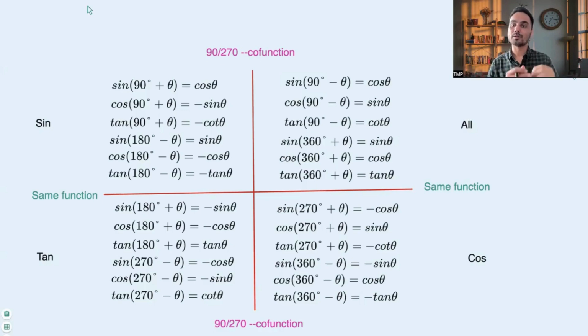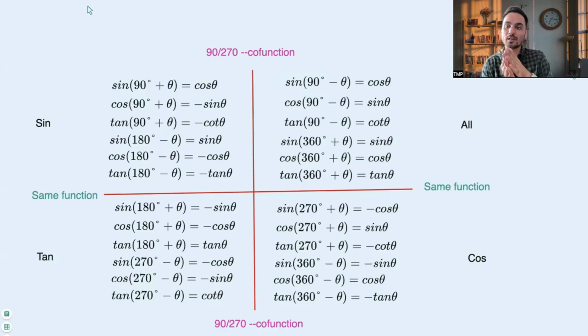And whenever you are at 180, 360, or any multiple of pi, we will use the same function. Now, this was about changing the function to its co-function or keeping the same function. Rule number 2 is to check in what quadrant the terminal side lies.